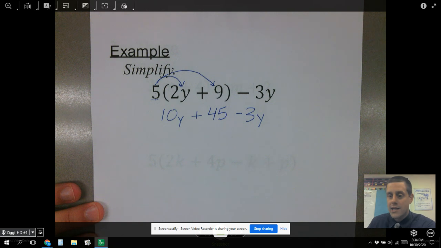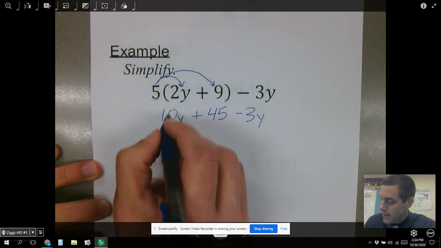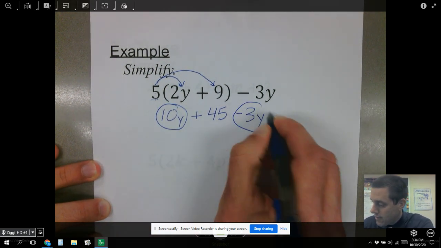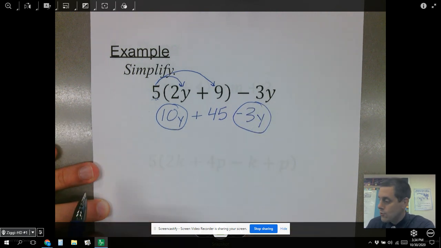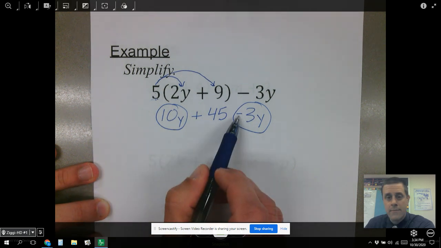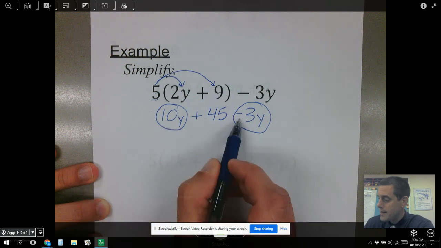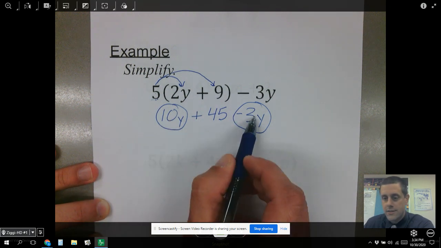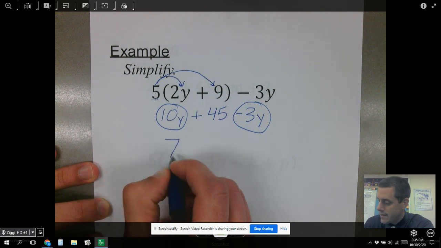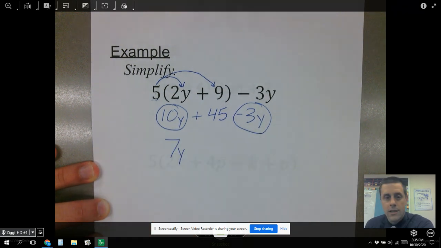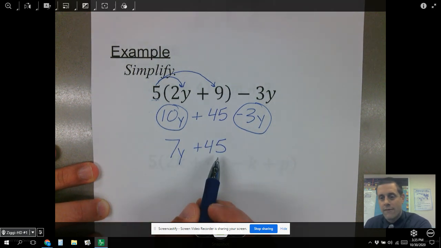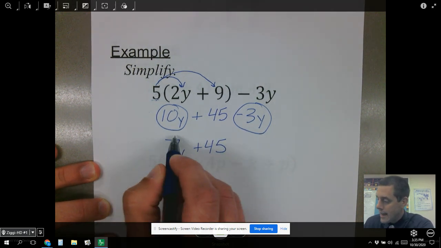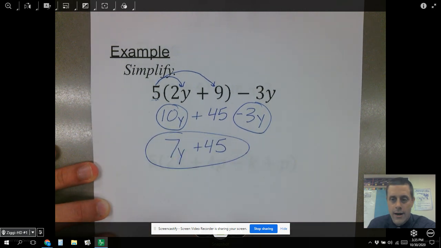Our next step, we can actually combine like terms. 10y and 3y are like terms because they both share the variable y being raised to a power of 1. Don't forget to grab this minus sign in front of your 3y. That's going to tell you how to combine them. 10y minus 3y. 10 minus 3 is 7, so 10y minus 3y is 7y. Plus 45 is a constant. We're just going to bring it down. And because 7y and 45 are not like terms, they cannot be combined, our final answer is 7y plus 45.